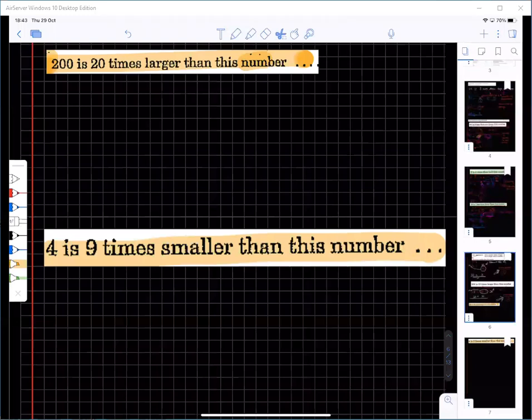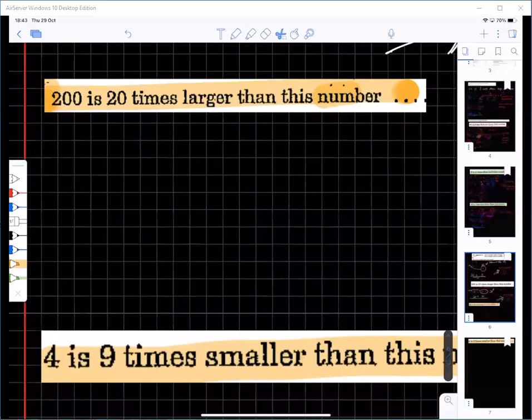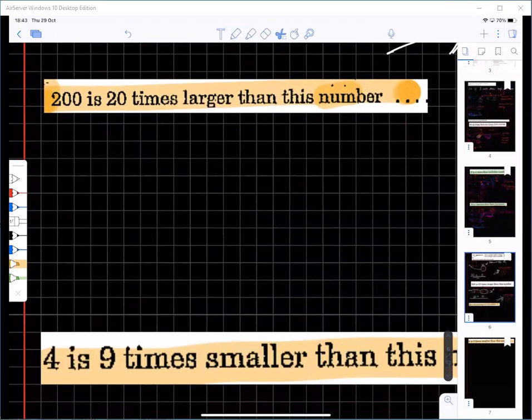Okay, Omeza, join me back, please. Microphone on. First question. 200 is 20 times larger than this number. So how do we translate that? 200 is 200. Is equals. 20 times larger is 20 times 20. And what's this number? X.